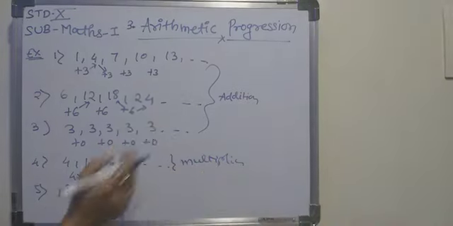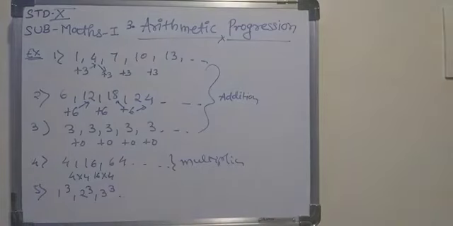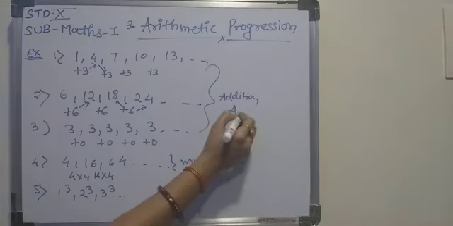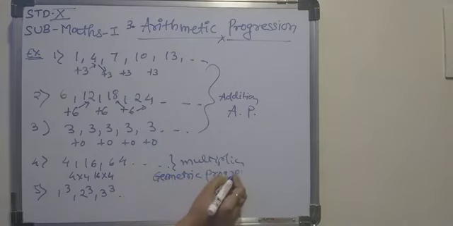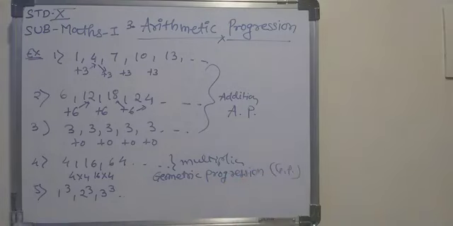So when you do the addition with the previous term and you get the next term, then you call it an arithmetic progression, which is represented by AP also. It's a short form. Clear? And whenever you multiply the previous term and you get the next term, then you call it a geometric progression. This is an example of geometric progression, which is represented by GP. Clear?